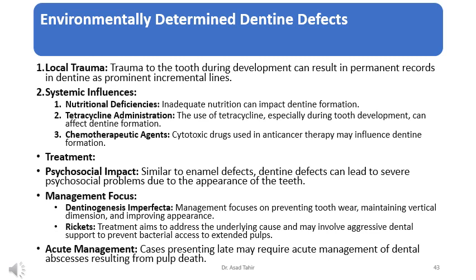Treatment. Psychosocial impact: similar to enamel defects, dentine defects can lead to severe psychosocial problems due to the appearance of the teeth. Management focus. Dentinogenesis imperfecta: management focuses on preventing tooth wear, maintaining vertical dimension, and improving appearance. Rickets: treatment aims to address the underlying cause and may involve aggressive dental support to prevent bacterial access to extended pulps. Acute management: cases presenting late may require acute management of dental abscesses resulting from pulp death.